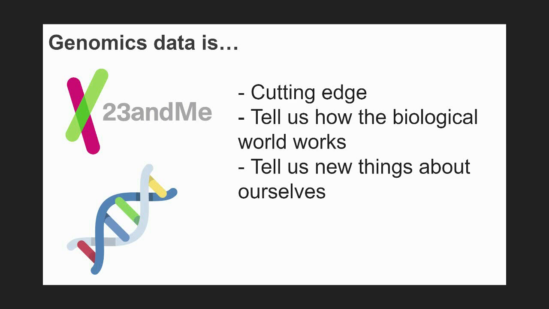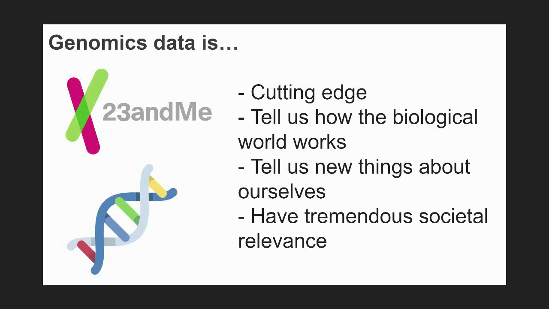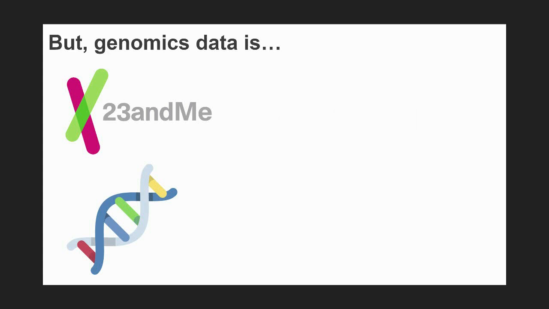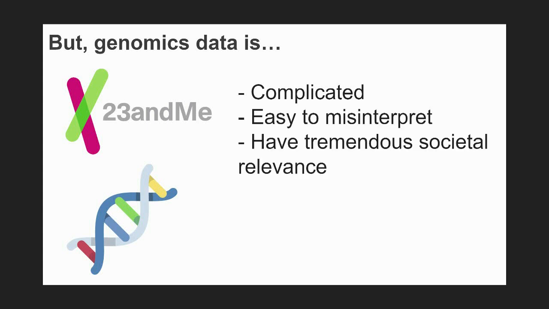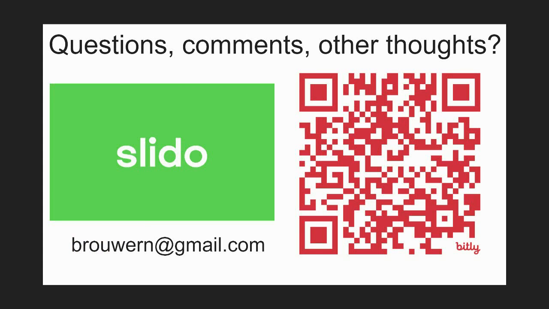So for students and people learning, there's a lot of investment or potential investment in this. Also, it has tremendous societal relevance. There's ethics about data storage and the type of data storage and things we can learn about ancestry with them. So there's all sorts of cool aspects of this. However, genomics data is complicated, and it's easy to misinterpret, and it has tremendous societal relevance. So misinterpreting it can have some downsides.